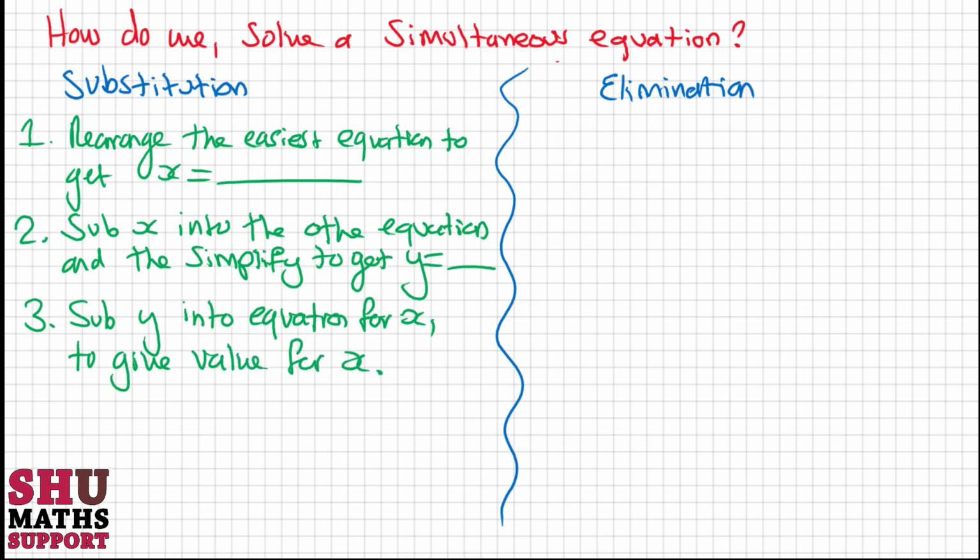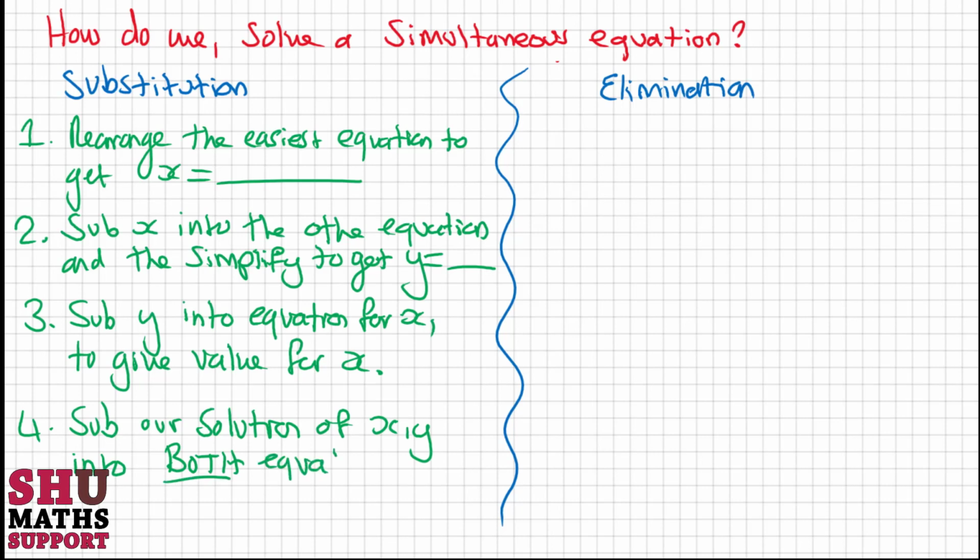And then at this point we should have a value for x and a value for y, so then we can simply sub our solution of x and y into both equations. And then what this will do is make sure the solution that we found is valid for both equations, which would mean that our answer is correct.